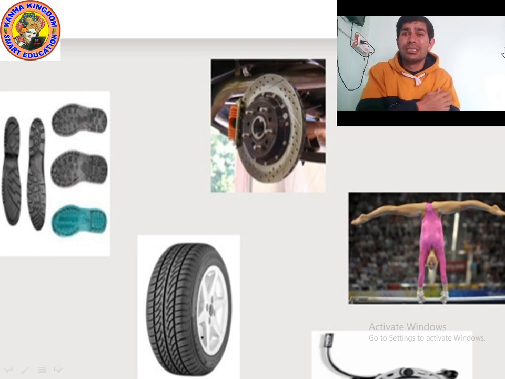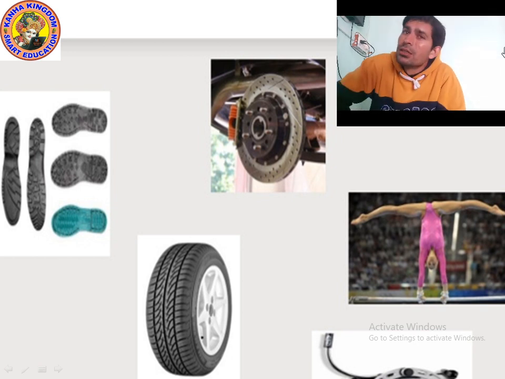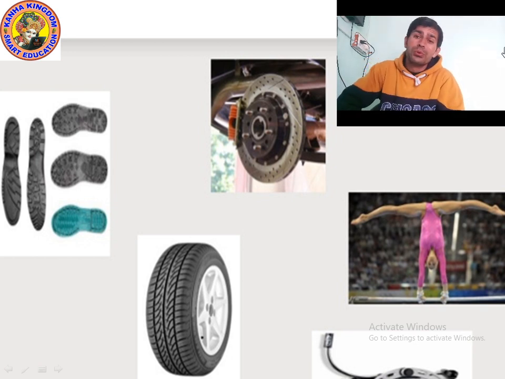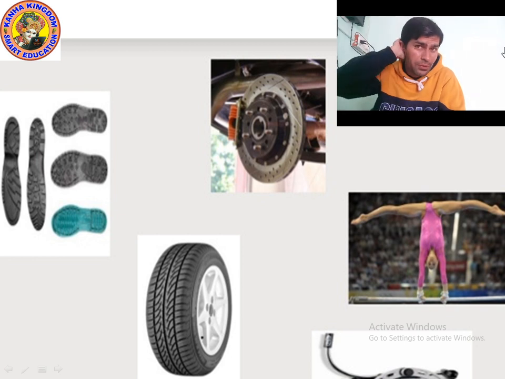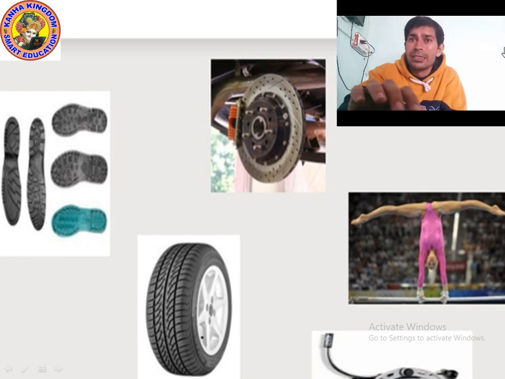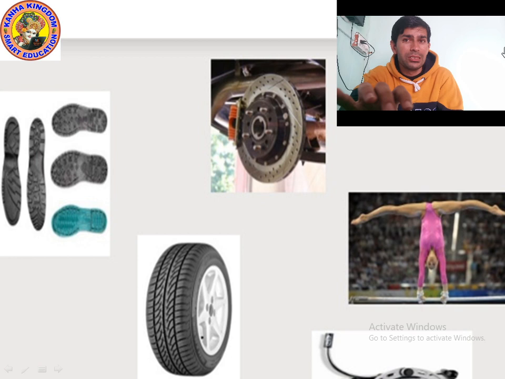Friction is sometimes undesirable, like soles of shoes wear out due to friction. Tires of bicycles and automobiles wear out due to friction. Steps of staircases and foot over bridges and railway stations wear out due to friction. And knives and razors lose their sharp edges due to friction.